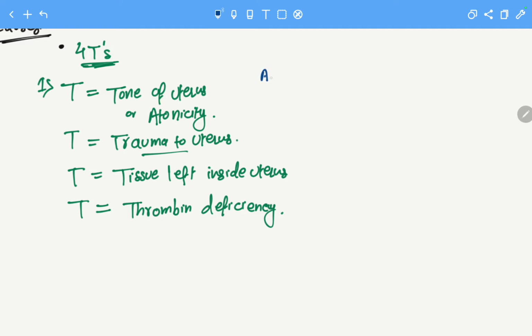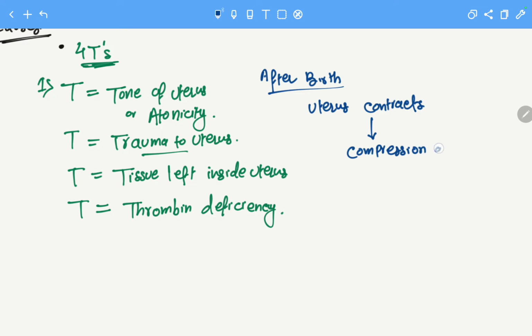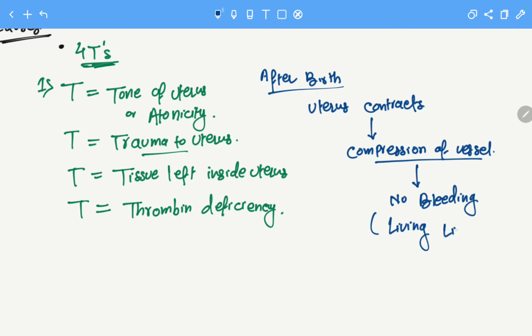Actually what happens after birth, or after delivery, the uterus contracts. Okay, the uterus contracts, that leads to the compression of the vessels. The blood supply in the uterus gets compressed. Why? When the uterus contracts, normally after delivery the uterus tries to come back to its original position. That means the uterus contracts, that leads to the compression of the blood vessels. If there is compression in the blood vessels, that means there would be no bleeding. It is known as living ligature, living ligature of Pinard. Okay?